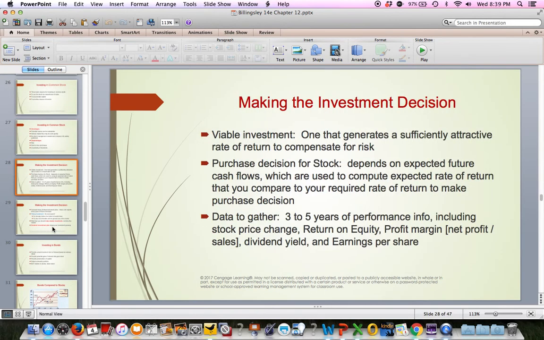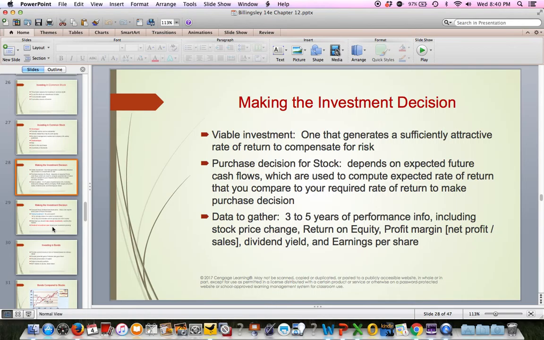So as you decide what stock to buy, this class is just touching on the edge of how to do that. You can take another class that will do a much deeper dive into how to buy a company. But a viable investment is just one that generates a sufficient attractive rate of return to compensate you for the risk that you're taking in buying that investment. So you want to look for a stock that you think is a good buy and provides value for the money you're investing.